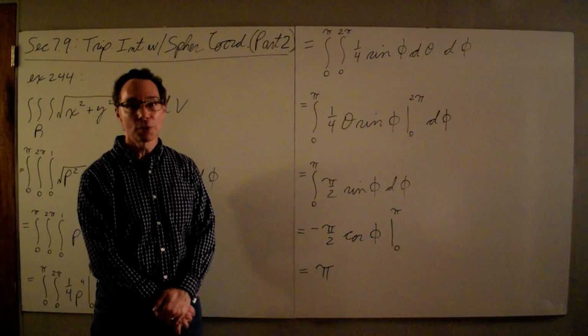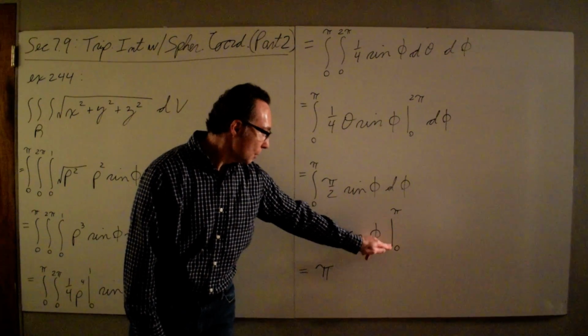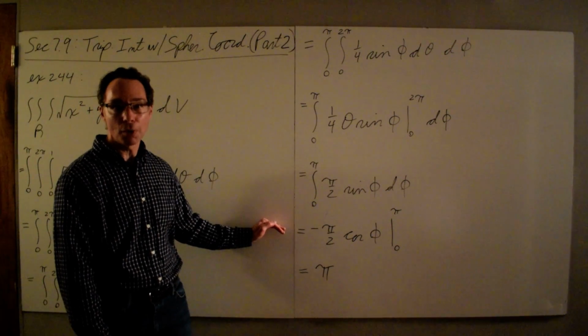An antiderivative of sine phi is negative cosine phi. We have our limits of integration. Substitute pi, substitute 0, subtract.